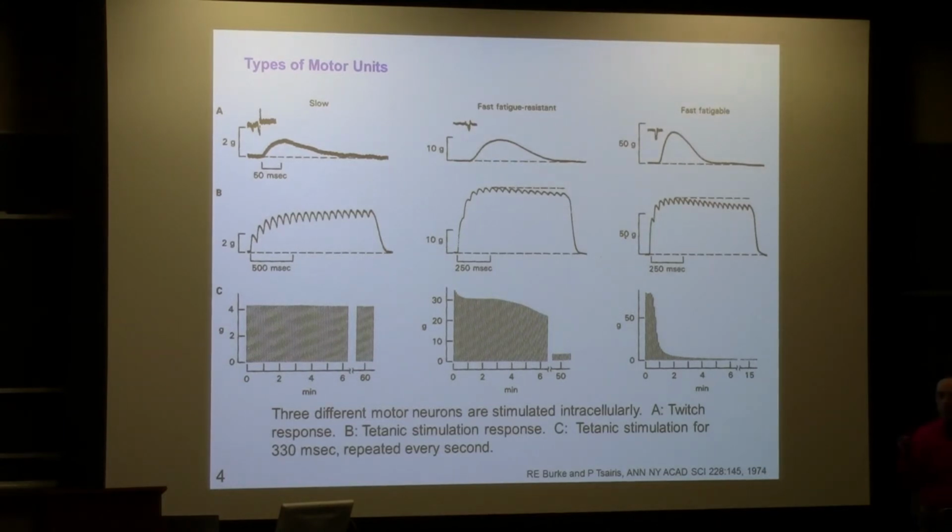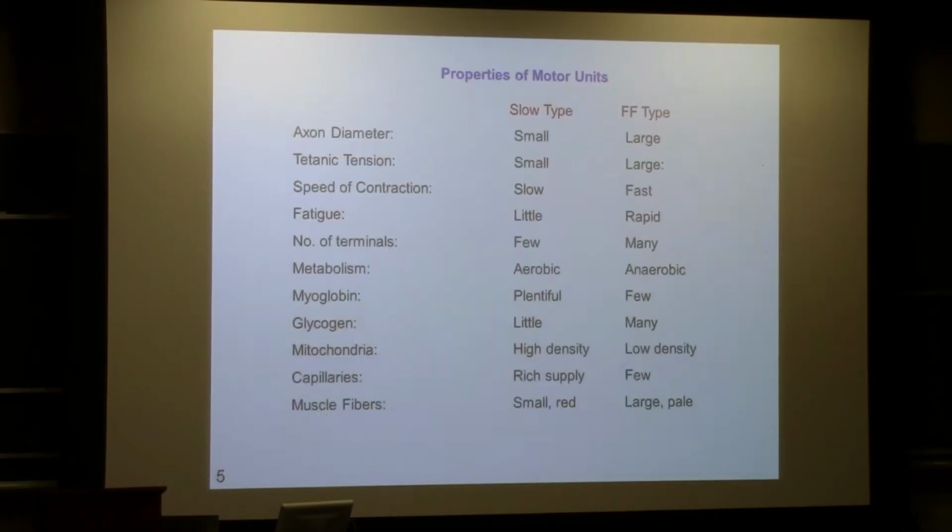So a single motor neuron innervates multiple fibers. That's what makes a motor unit. The motor unit is the muscle fibers that it's innervating. They're all going to have the same property. They're all going to be slow, or they're all going to be 2A or 2X. And so they're all going to have responses like this, or like this. So slow, fast fatigue resistant, fast fatigable.